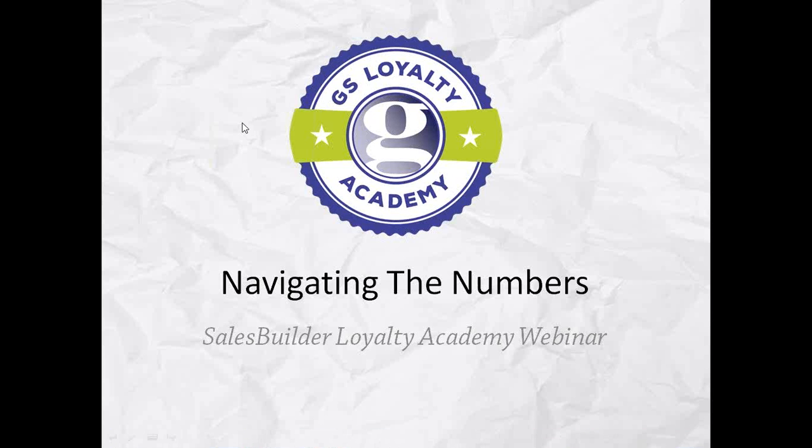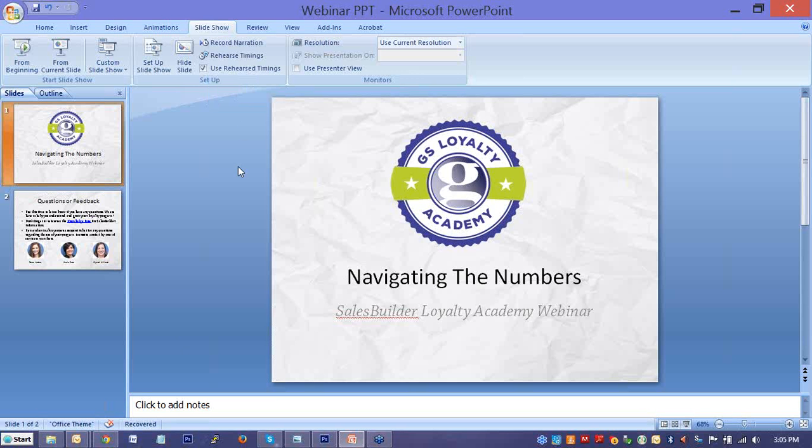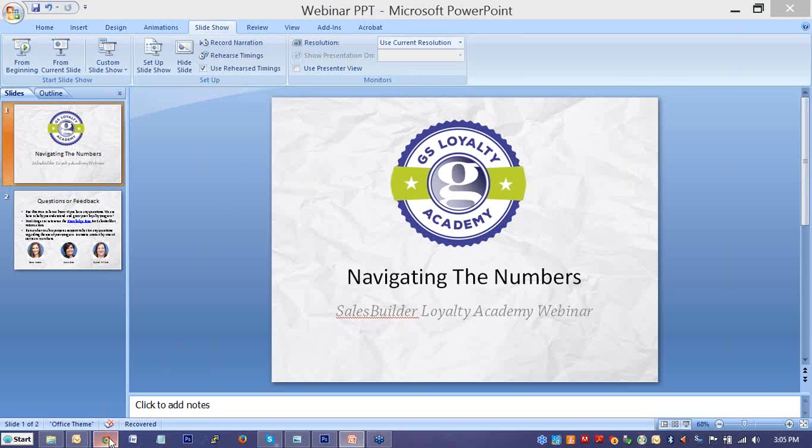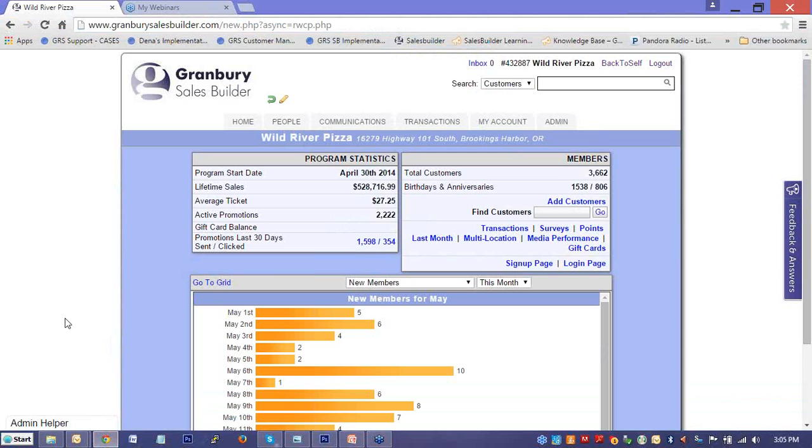I'm going to pull up an example for you guys. I'd like to say thanks to Wild River Pizza for allowing us to use their account as our example account today. I couldn't really use my test account because there weren't really numbers for the reporting aspect of it, and I wanted to make sure everyone could see active numbers and how it should look and what all the numbers mean.